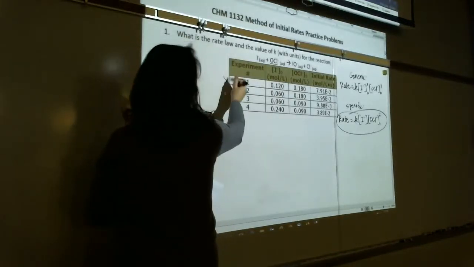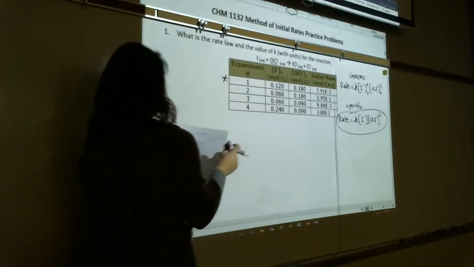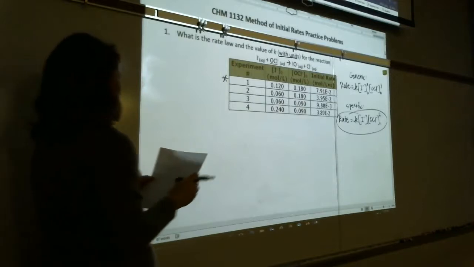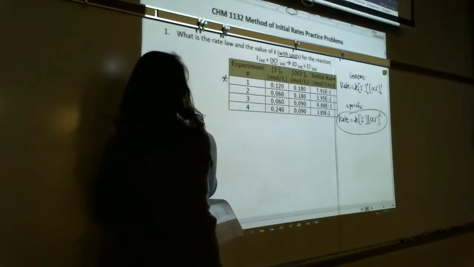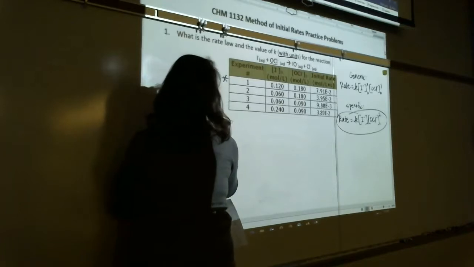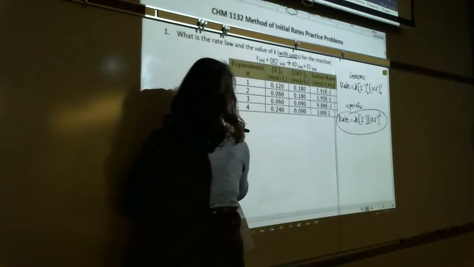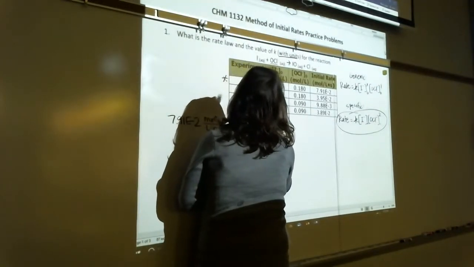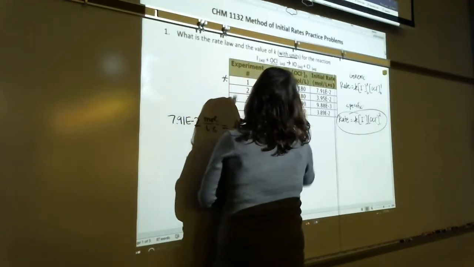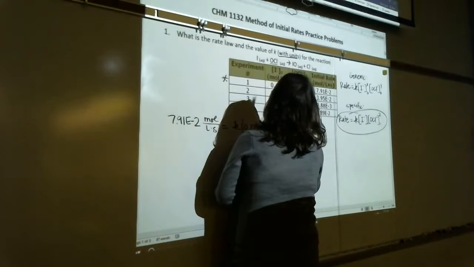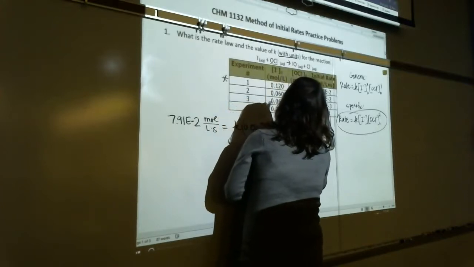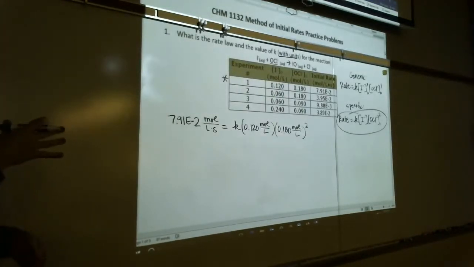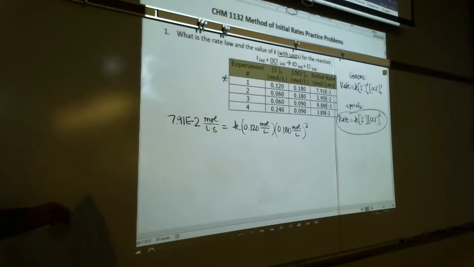So I picked experiment 1. I was lazy, didn't want to look at too long. Now we have to include units, right? That's what gets a lot of people in trouble. So we need to watch our units carefully here. So rate, 7.91 times 10 to the negative 2 moles per liter second is equal to K times 0.120 moles per liter times 0.180 moles per liter squared. All right, we just plug everything into the rate law that we just determined. Do we agree? Yes.